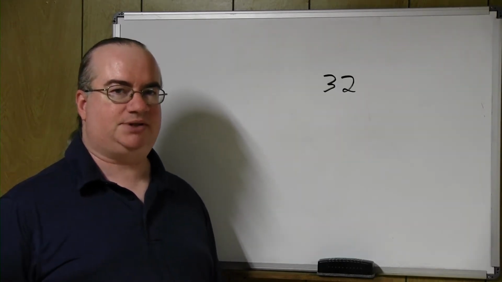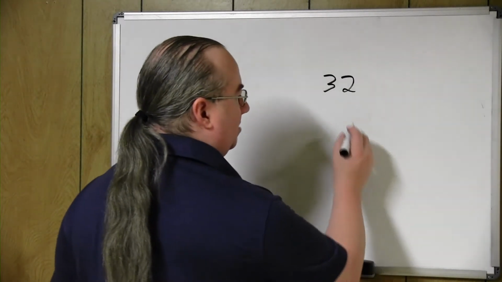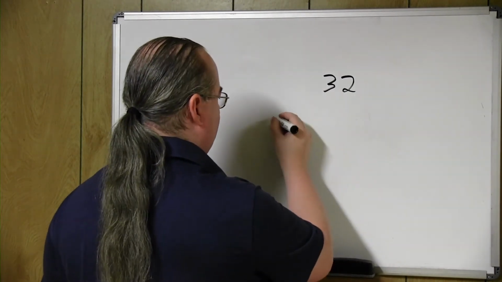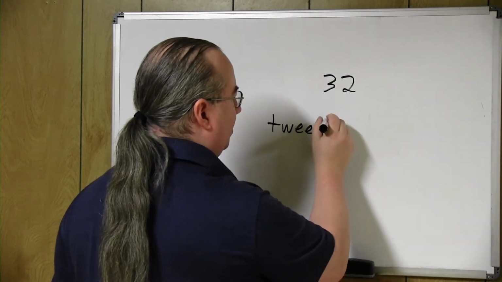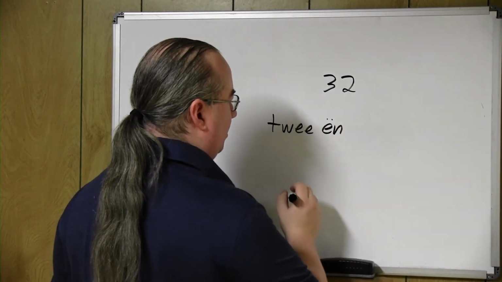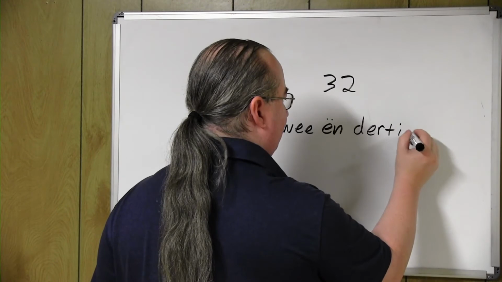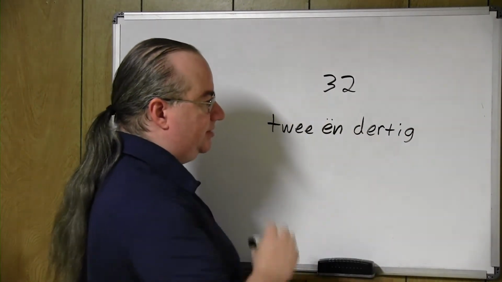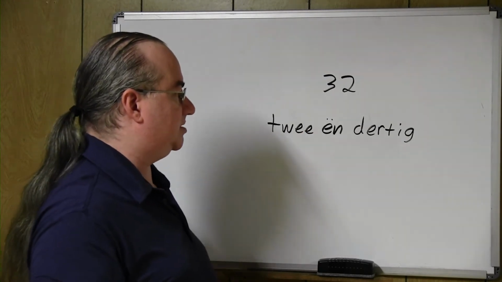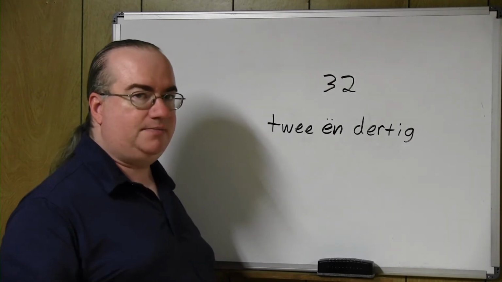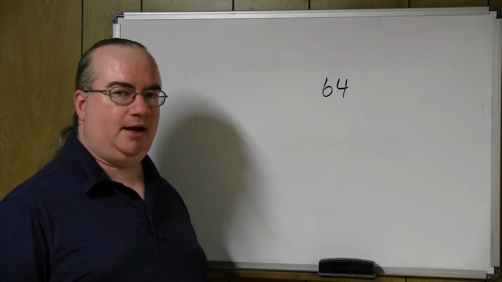Now let's do some more examples to make sure you understand. Let's do 32. Remember, we're going to start with the last digit. So twee, N. Remember the diaeresis because we've got another vowel here before the N. And 30 is dertig. Now, I spaced these out so you can see them a little better, but normally you would put this together as one word, and that's why we have the diaeresis there. Tweeëndertig, meaning 32.